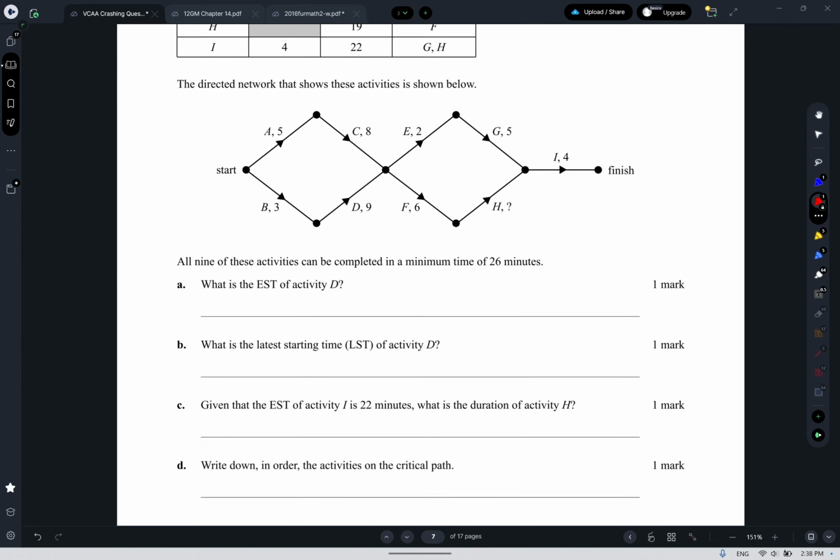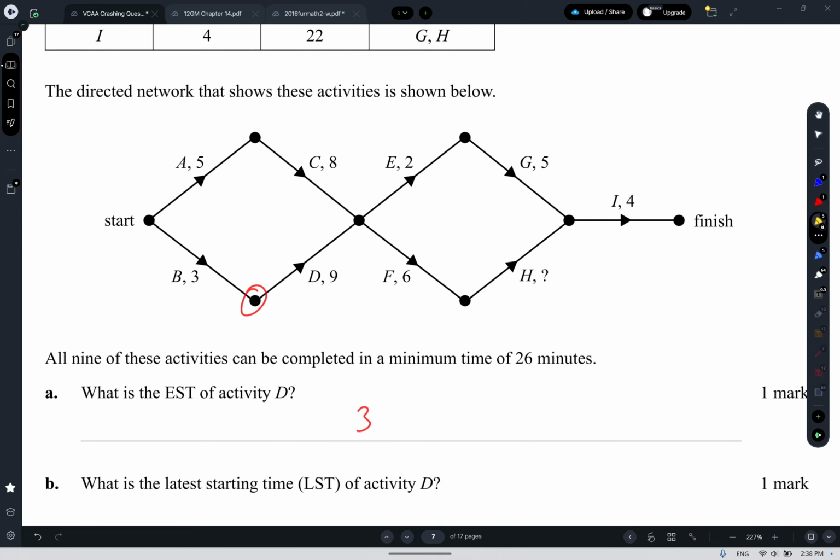EST of activity D. Activity D is this one here. It can begin after B, which is going to take 3. The LST of activity D. So we should determine, well, finding the critical path is going to be useful. We know the minimum completion time is 26 minutes, which I guess is helpful.